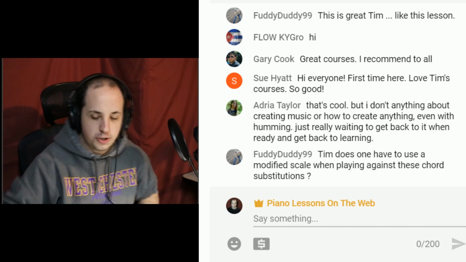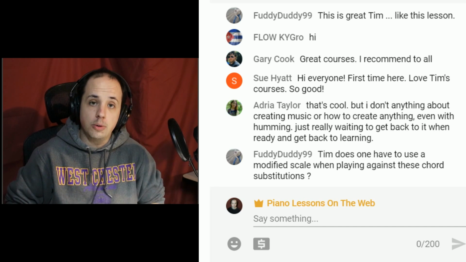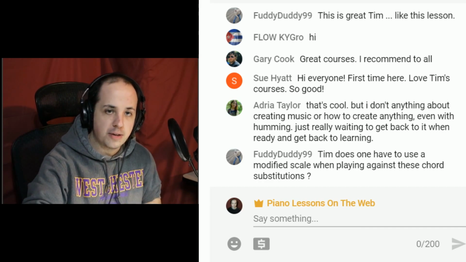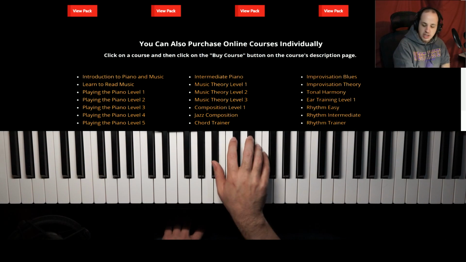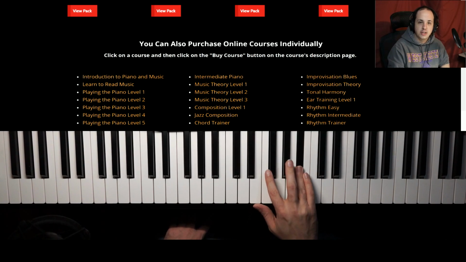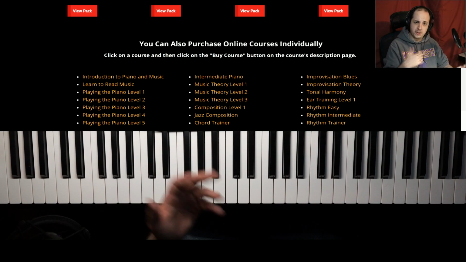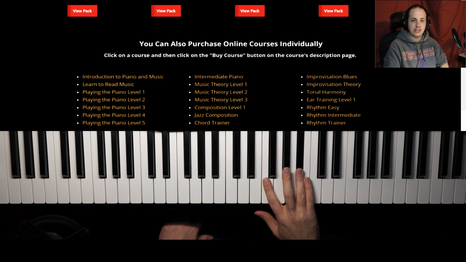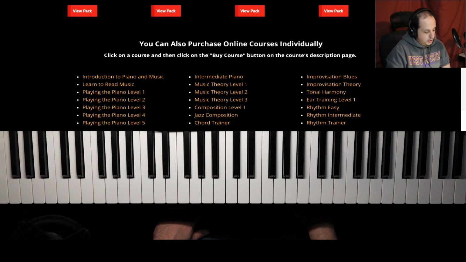Okay, so Fuddy Duddy asks a question, which is really good. Tim, does one have to use a modified scale when playing against these chord substitutions? So no. That's the great thing about these chord substitutions. What Fuddy Duddy is talking about with a modified scale is probably something like a minor pentatonic scale or a blues scale. The blues scale is probably a great reference, because you're kind of combining a major scale and a minor scale into one, and even a couple more notes other than that. So basically you're taking a scale and modifying a few of the notes. So no, you don't have to use modified scales at all for this.